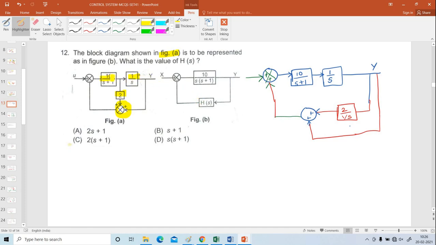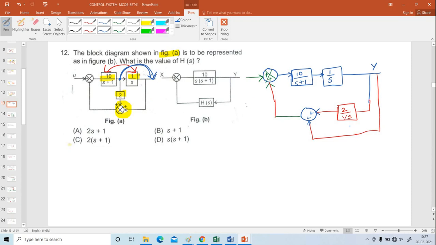Already we got the answer 10 divided by S into S plus 1. So these two are combined together. Both are combined together, so we will get the answer. So what we have to do? I am going to change the takeoff point, move the takeoff point ahead of the block. So what I have to do, I have to divide 2 by 1 by S.